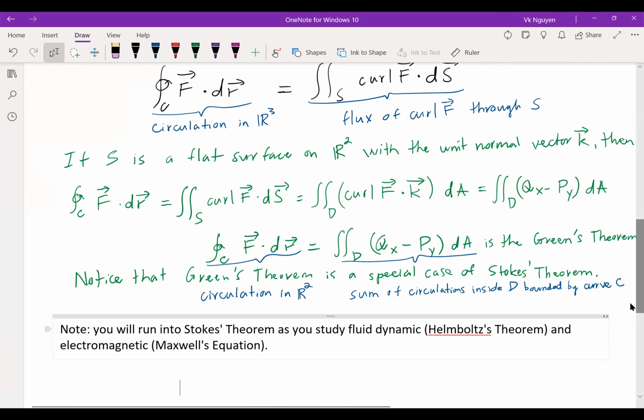It is very important that you know what it means. It's just circulation in R3, and it is the same as the flux of the curl F through the surface S enclosed by the curve C in R3.